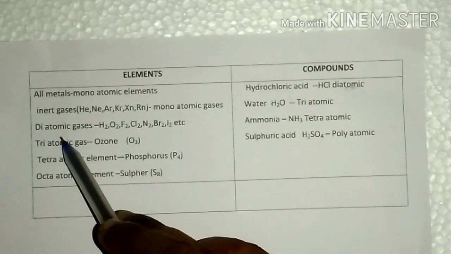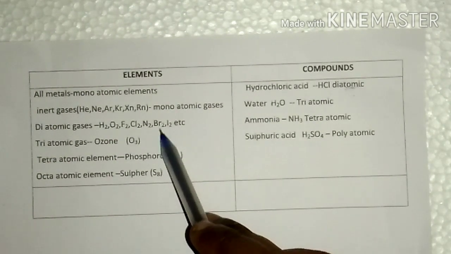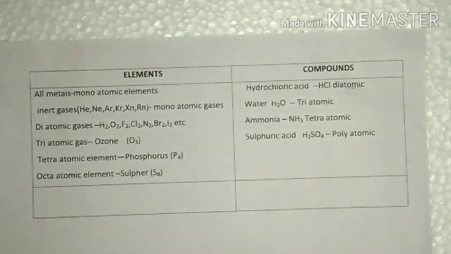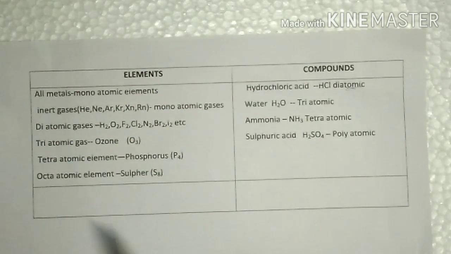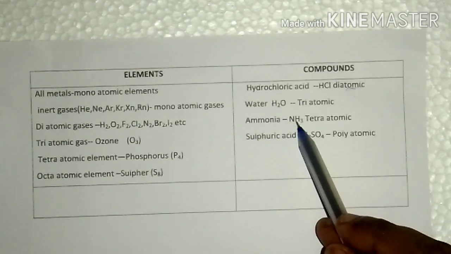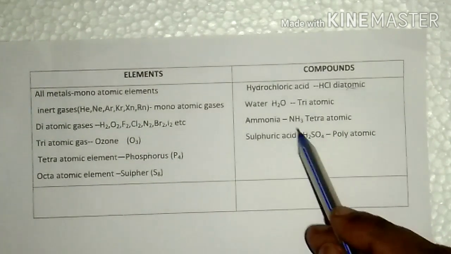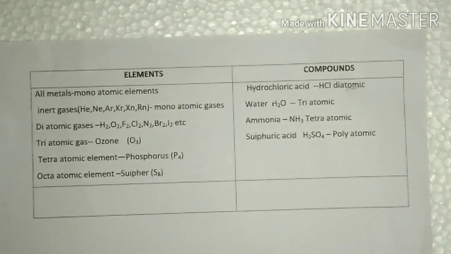I gave some examples of diatomic gases: H2, O2, F2, Cl2, N2, Br2, I2. See, the same atoms are there, two atoms, so it is an example of an element. Two atoms are there, it is called diatomic. Here NH3, one nitrogen atom and three hydrogen atoms, is an example of a tetraatomic compound, because totally four atoms are there. Here the triatomic gas is ozone. Like that, octaatomic: octa means eight atoms combine.